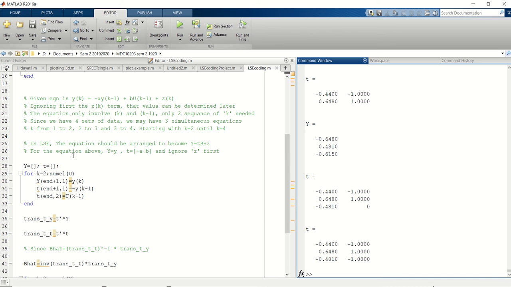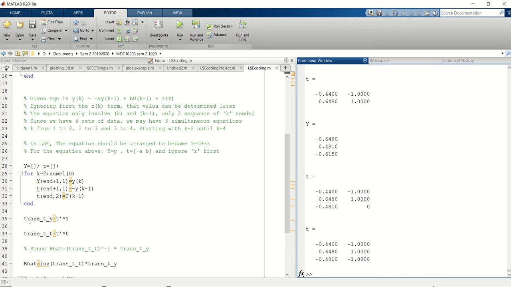So you can see how Matlab works. It runs line by line. If we have an iteration, for example this for loop until here, it will iterate until the end. So for this one, k equals to 2, 3 and 4. After that you go to the next line.